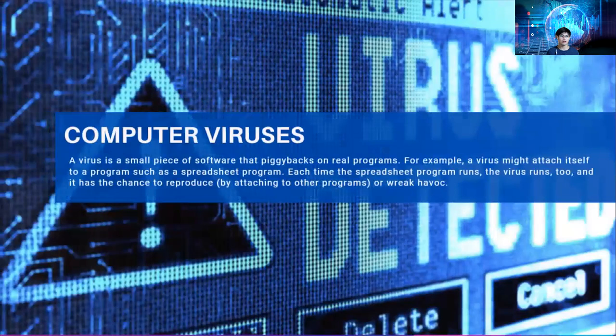Okay, so let's talk about different computer viruses. Just like human beings who can get a virus, computers can also get infected. A virus is a small piece of software that piggybacks on real programs. For example, a virus might attach itself to a program such as a spreadsheet program. Each time the spreadsheet program runs, the virus runs too, and it has the chance to reproduce by attaching to other programs or wreak havoc. It can crash different applications, or it can damage your computer. It may get a blue screen, and you may be surprised that the hard drive is corrupted. So it's very important that you familiarize yourself with the different viruses, and with the possible viruses that can attack your computer.